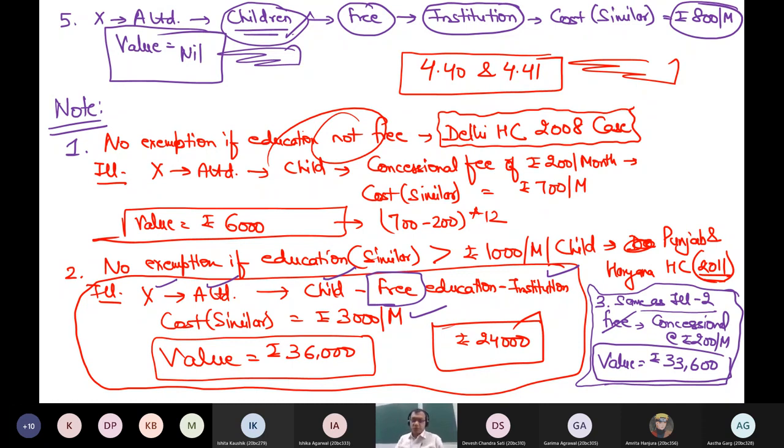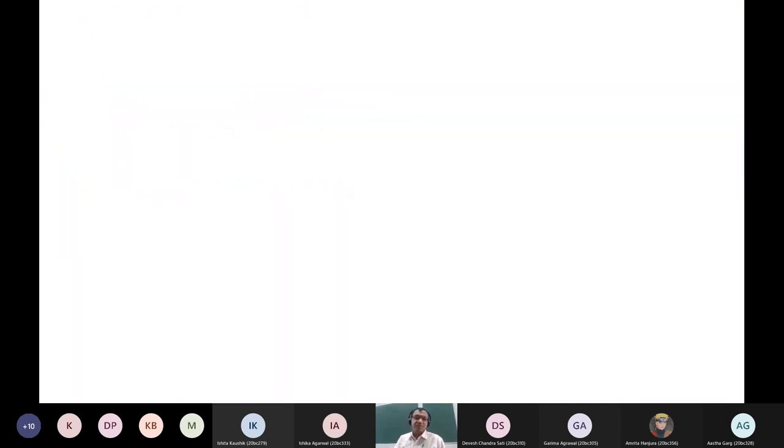And third note. I am discussing some notes on the basis of court rulings. The third is also based on a court ruling. And this third note is what? Cost of education when education is provided in an institution owned by the employer can never be taken.